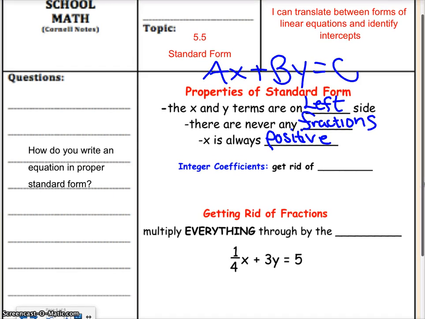You need to know the vocab word integer coefficients. It's a fancy word. All it means is there's no fractions. So if I say rewrite this with integer coefficients, I mean get rid of any fractions. Okay? Integer coefficients means no fractions allowed.